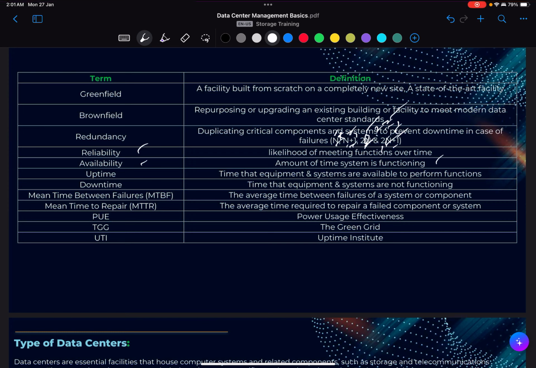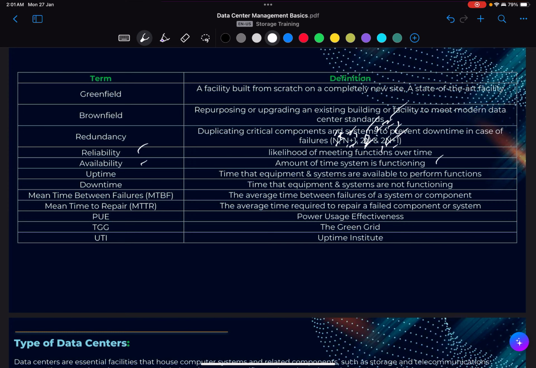Then mean time to repair, the average time required to repair a failed component or system. Let's suppose one server crashed, so to replace that, how much time, on average, will it take to repair or replace it. There are many different kinds of scenarios there can be.